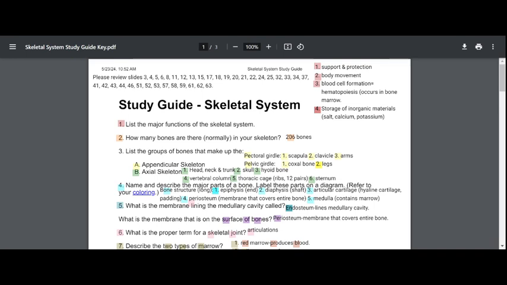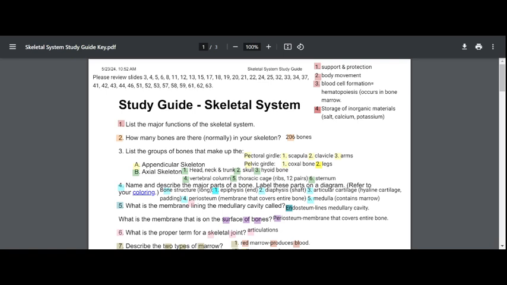So what do you guys think? So there are 4 major functions, right? 1 is support and protection, 2, body movement, 3, blood cell formation or hematopoiesis, which occurs in bone marrow, and then 4, storage of inorganic materials like salt, calcium, and potassium, okay?